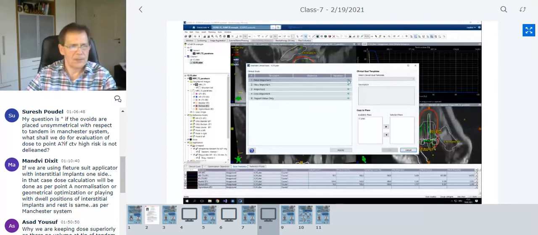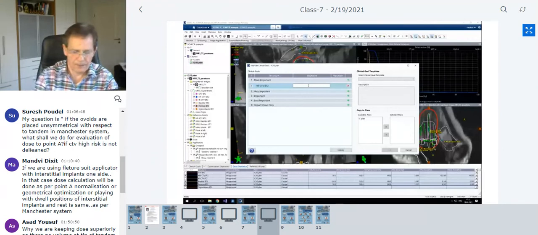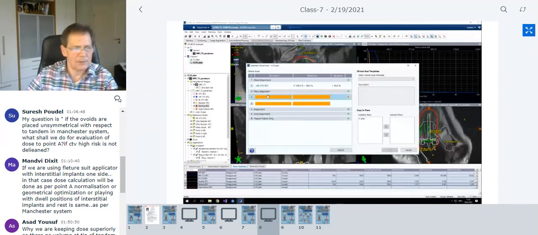So I say most important for me is the high-risk CTV. What is my objective? My objective is that the volume that gets 100% of the dose should be at least, let's say, 98% of the structure volume. So I want to have 98% of the structure volume covered by 100% of the dose. And the variation, what is the variation that I allow? Let's say if I get more than 95%, I would be also happy. I do two other structures here.